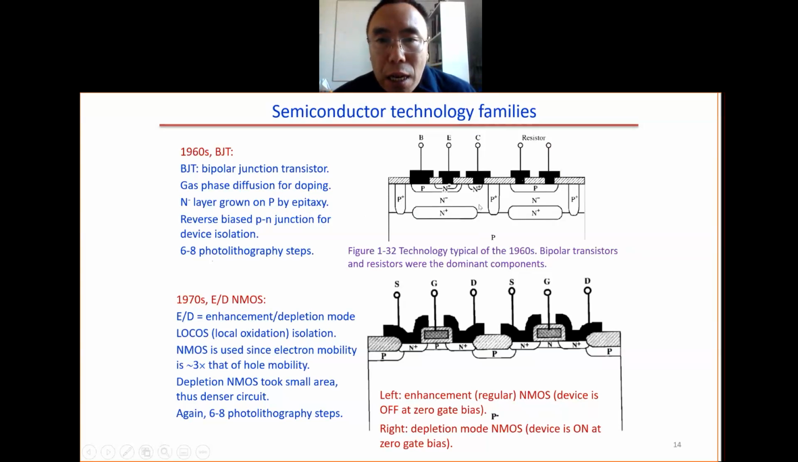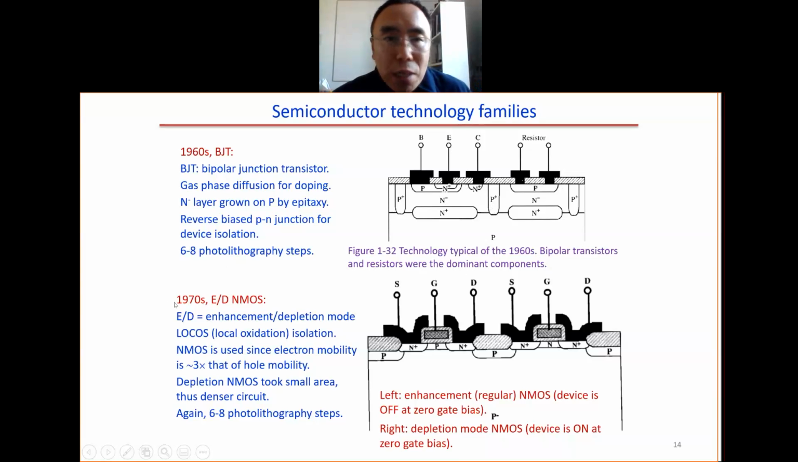So here we have this P plus here, and P plus here, N plus here. Those extra doping regions are for the device isolation. That means this transistor will not crosstalk with the other devices nearby. So this is for the isolation between the different components.